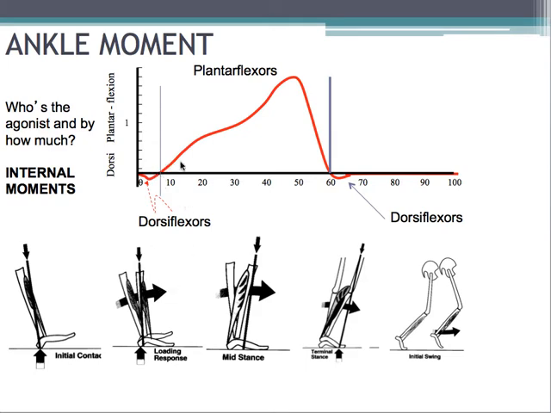After 10% of stance, mid-stance is seen. We see this gradual increasing plantar flexion moment internally that continues to progress into terminal stance, all the way to the transition from terminal stance to pre-swing.